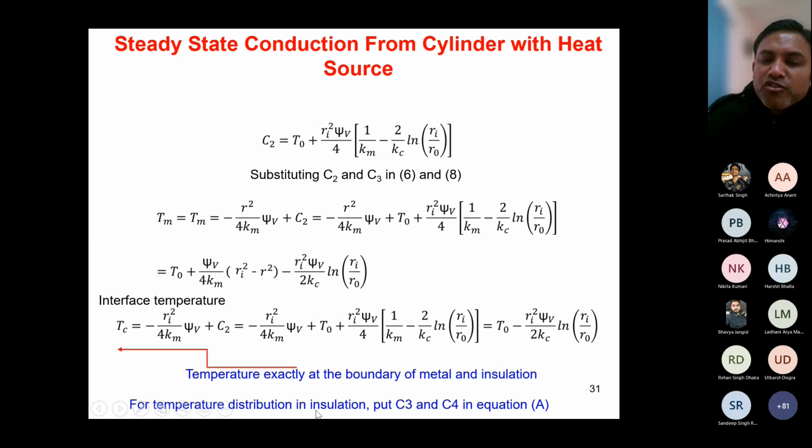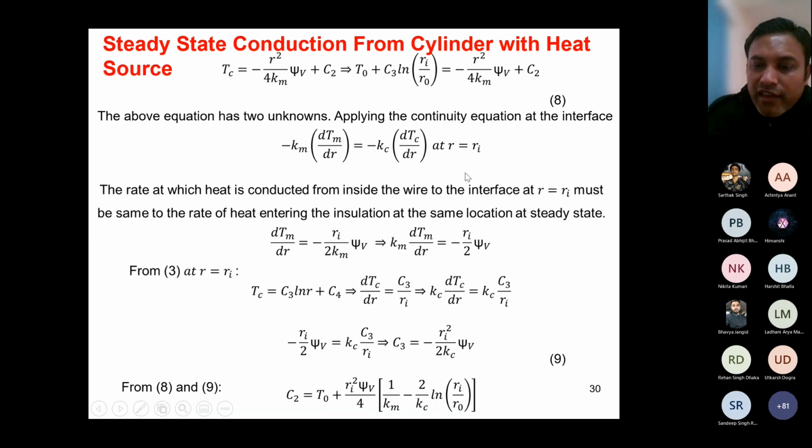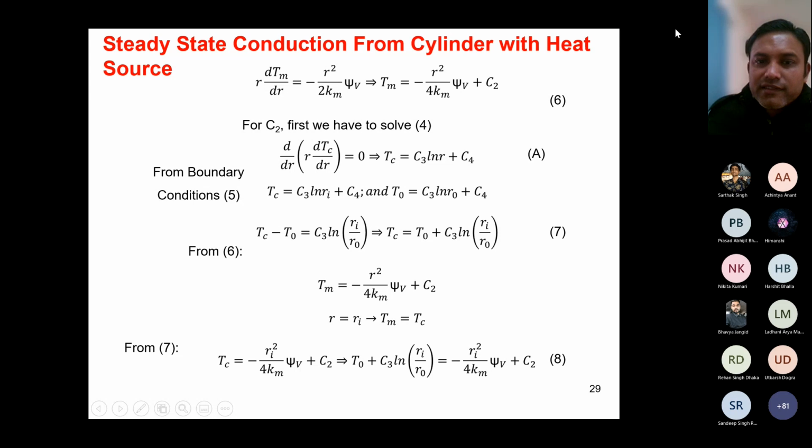So I have just written it here also. For temperature distribution in insulation, put C3 and C4 in equation number A. Equation A is this equation. In this equation, you have to put C3 and C4. C3 you have already calculated. C4 you can calculate from both these equations, and put that C4 in this, and C3 you already know. So that's how you can calculate TC.